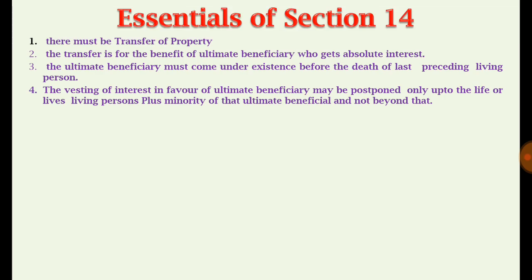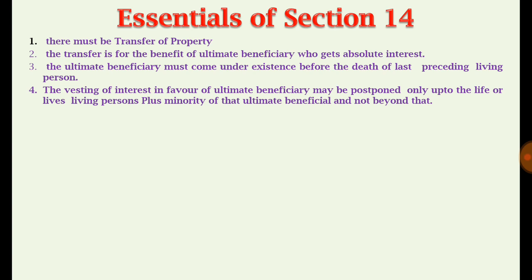The vesting of interest in favor of the ultimate beneficiary may be postponed only up to the life or lives of the person holding the prior life interest, plus the minority of that ultimate beneficiary, and not beyond. This is the crux point of Section 14. Section 13 does not provide when the ultimate beneficiary shall get his property.